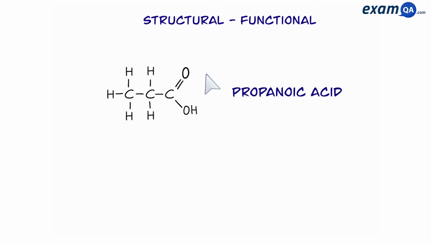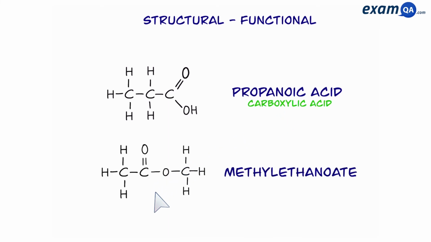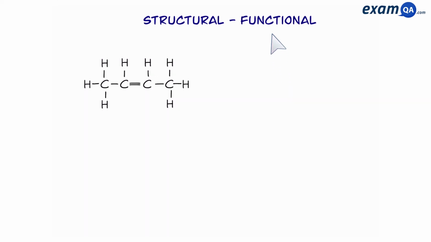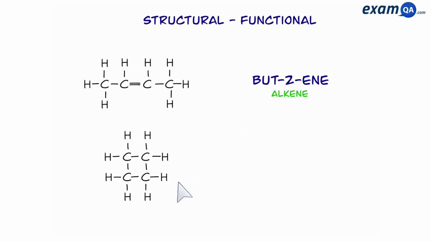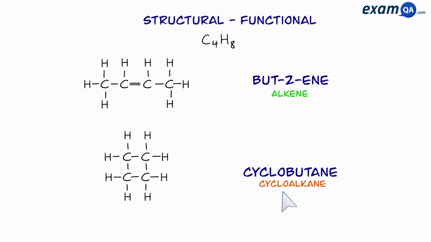Here we have propanoic acid, which is a carboxylic acid. And over here we have methyl ethanoate, which is an ester. Again, they both have the same molecular formula, but we have two different functional groups. So another example is carboxylic acids and esters form functional isomers. Here we have but-2-ene, which is an alkene, and this molecule is called cyclobutane, which is a cycloalkane. Both have the same molecular formula, C4H8, but they are two different functional groups.